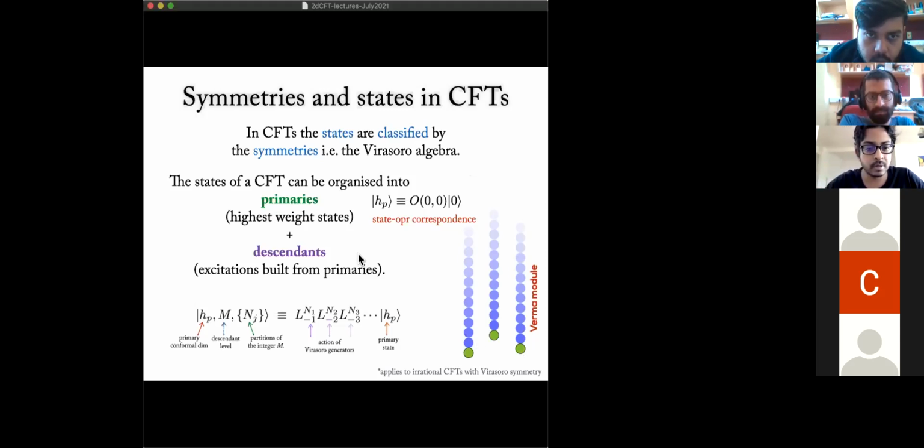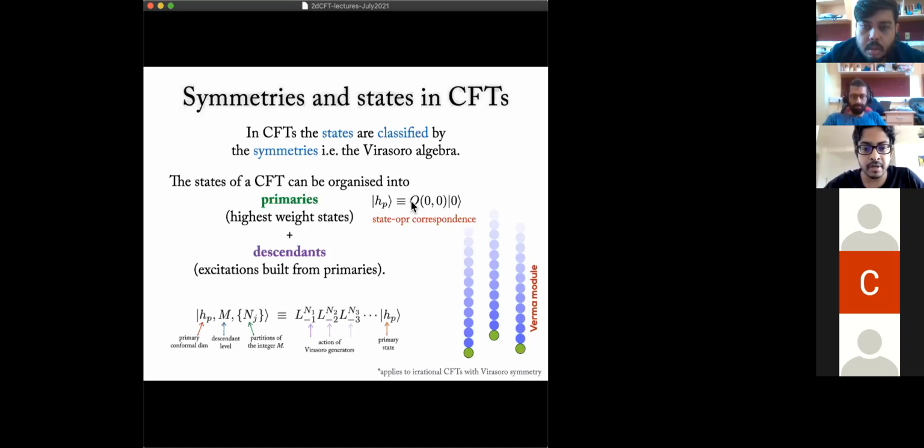This is important. You can always decompose the Hilbert space of your theory of a CFT into primaries, which are these highest weight states, and excitations on top of them. These are excitations built on top of these primaries. So the Hilbert space of your theory decomposes itself into these sets of states. Each of them is called a Verma module, and all of them originate from a primary operator. I think this is the reason why they're called primary.